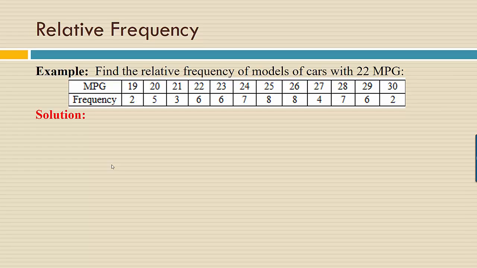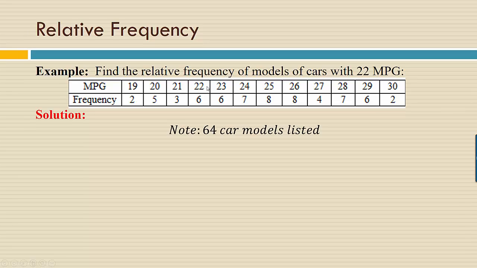Let's use this same set of data and find the relative frequency of models of cars that get 22 miles per gallon. Remember, relative frequency is the fraction of times that particular data value occurs. Remember also, there were 64 car models listed. In fact, if we added up all the frequencies, 2, 5, 3, 6, 6, 7, 8, 8, 4, 7, 6, and 2, you would get 64.